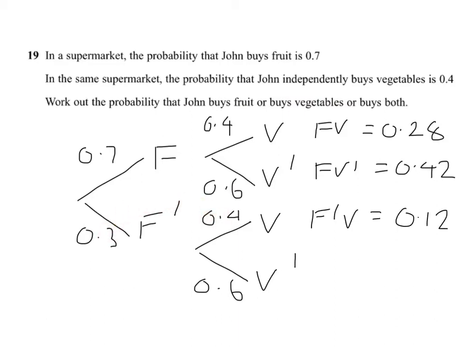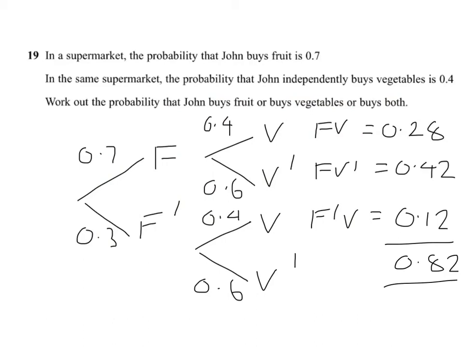Now if we look at my possibilities, I've got fruit, so I bought fruit here, or buying vegetables, so I bought vegetables here, or buying both. So I'll just go through that again. I've got fruit with vegetables, fruit without vegetables. Buying vegetables without fruit, or buying vegetables with fruit, or buying both, so buying both here. So you simply add them all up together, and you'll find that comes to 0.82. Now, that is rather a long way of doing this, but it might be the most familiar way.